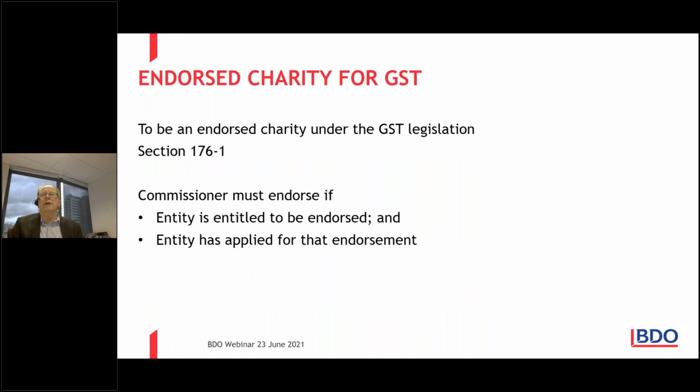So what is an endorsed charity for GST purposes? Well, section 176 in the definitions, close to the definitions area, says there are two requirements. First, the entity has to be entitled to be endorsed, and we'll look at that in the next slide. But also, the entity must apply for that endorsement. This is not automatic. So you have to go and ask for it. And so that's an important aspect to ensure that if you wanted to be treated as an endorsed charity for GST purposes, you need to do that.